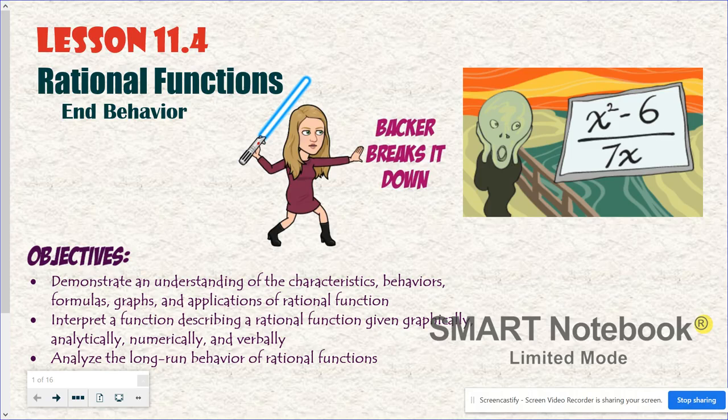In this episode, we are going to explore rational functions and their end behavior. First off, a rational function is a quotient of two polynomials. So if you look over here, x squared minus 6 over 7x is an example of a rational function. Now, end behavior. We're talking about the behavior at the ends of the graph of the function.